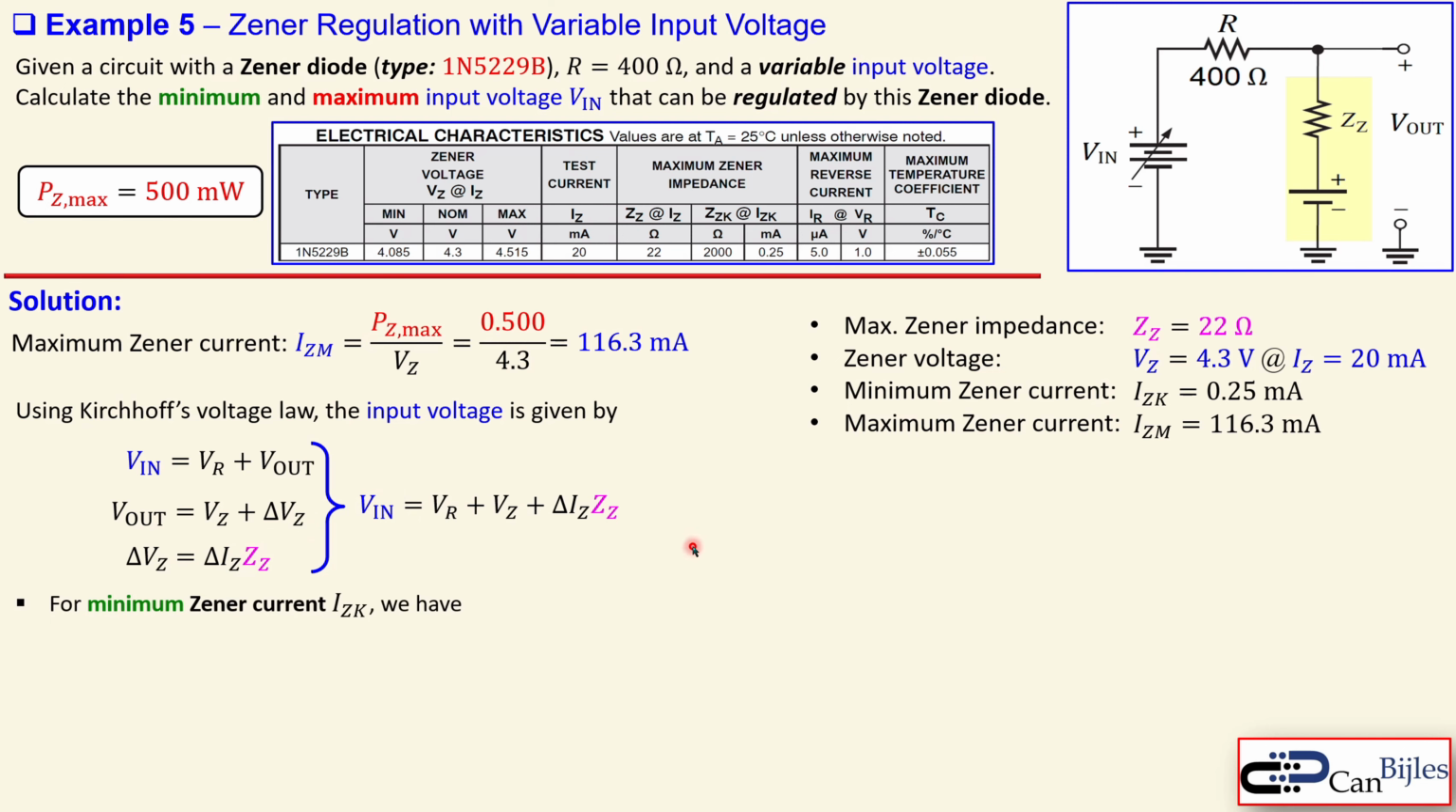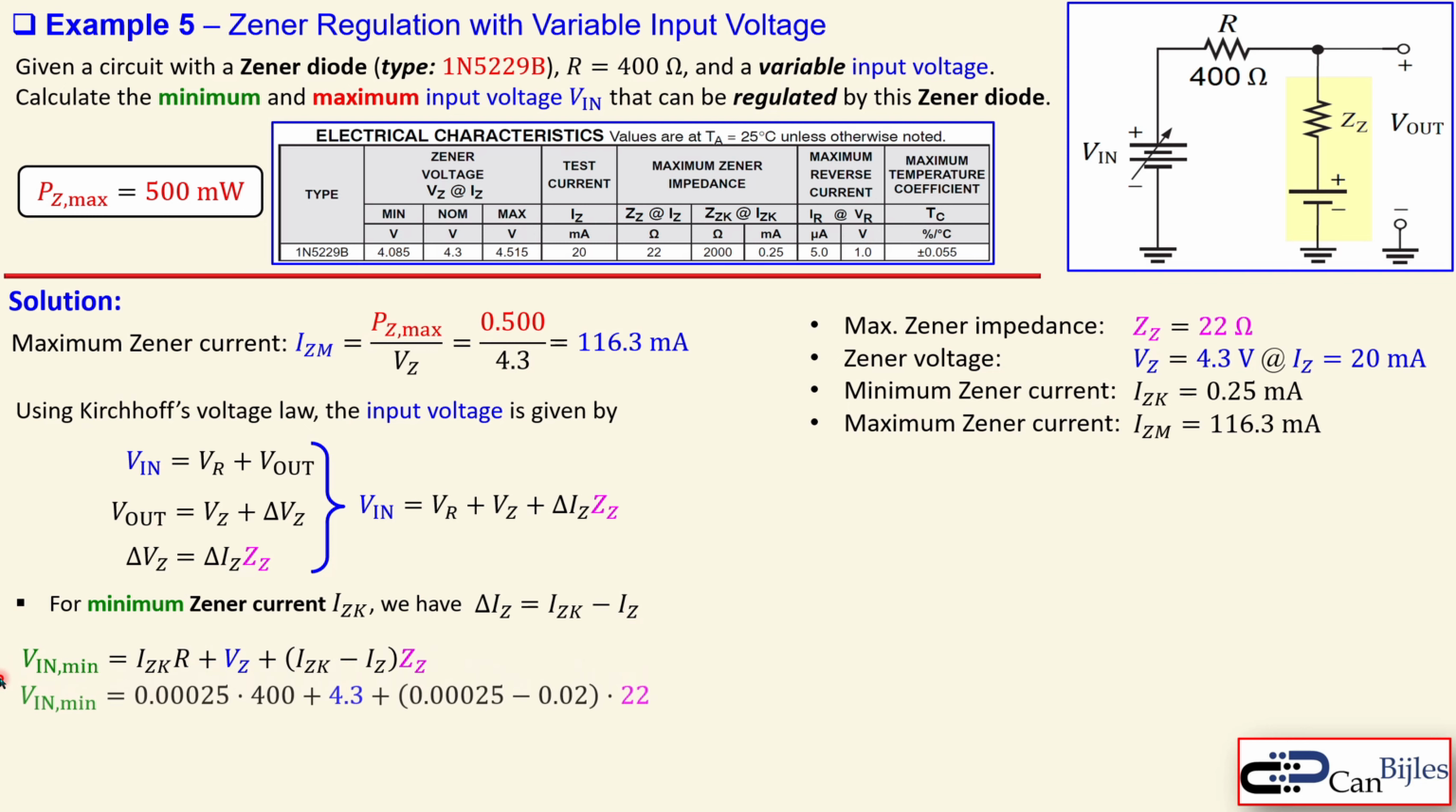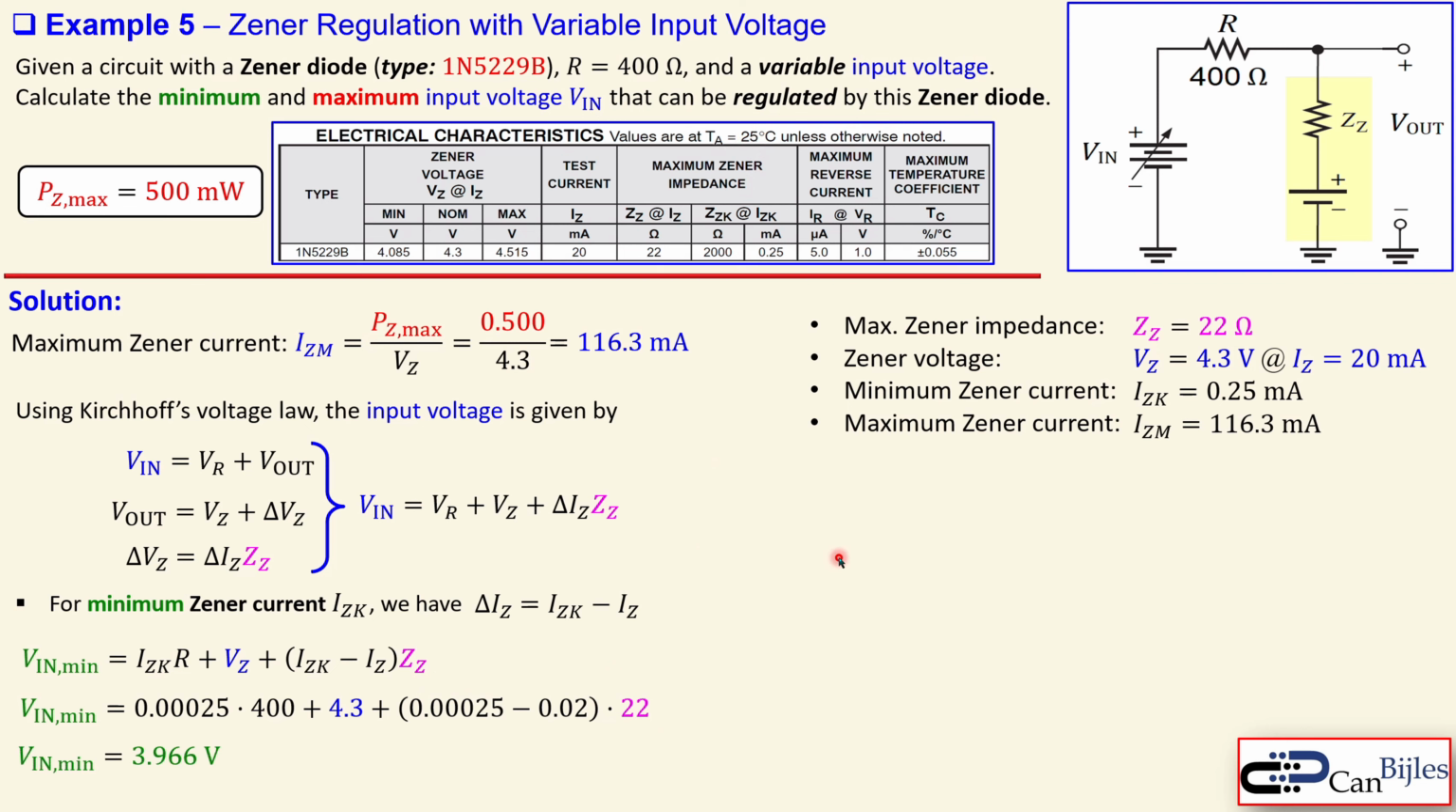So if we use this expression for the minimum and the maximum parts, for the minimum Zener current, we have the following. It goes down, so it will be IZK minus IZ. And this is an expression. You can just substitute this delta IZ in here, and you have the full expression here for the minimum input voltage you need to apply for this regulation. Now you have these values, and taking into account also this 22 ohms for the maximum Zener impedance, now you have 3.966 volts, approximately 4.